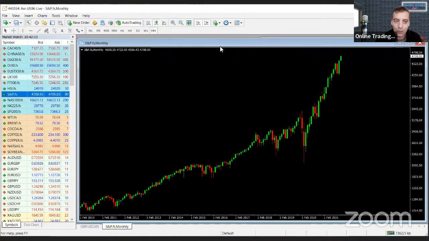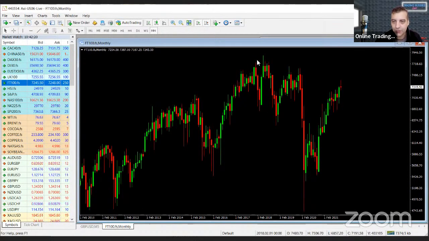The FTSE looks a lot more attractive because of the structure. You know, nowhere near its all-time highs with the FTSE. Worrying looking bar so far, and there's not that much of the month left. So let's see what that suggests.